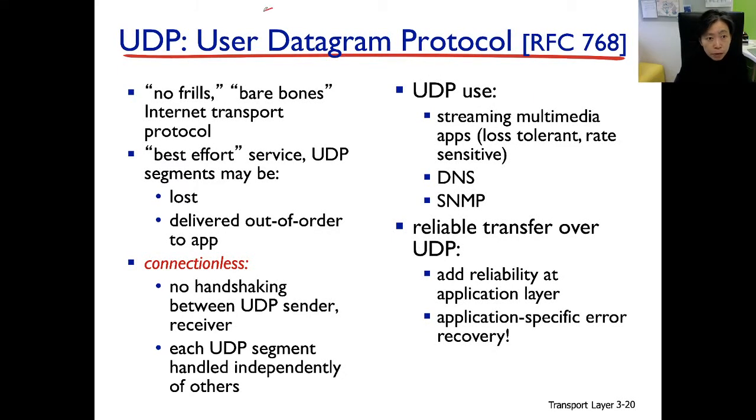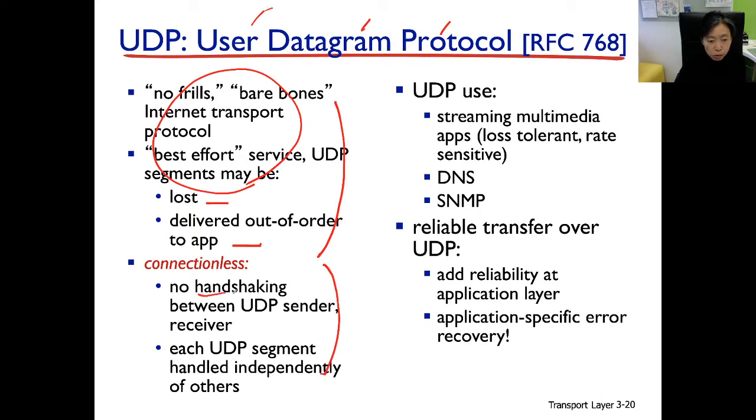UDP stands for User Datagram Protocol. As we've discussed many times, UDP does pretty much nothing on top of the network layer basic service. So we could have segments lost, we could have segments arriving out of order. So no reliability, unreliable.